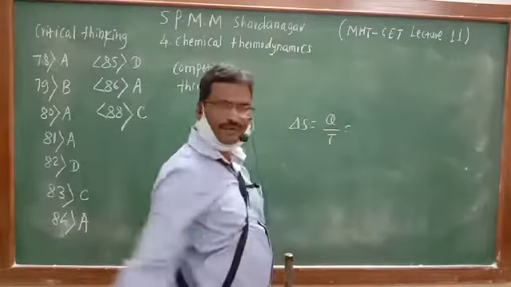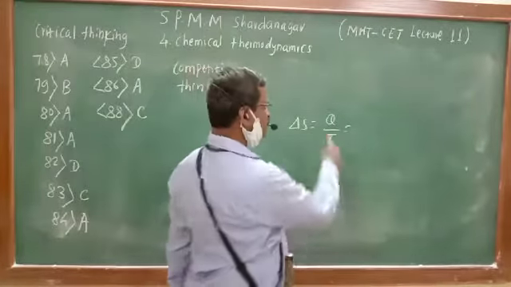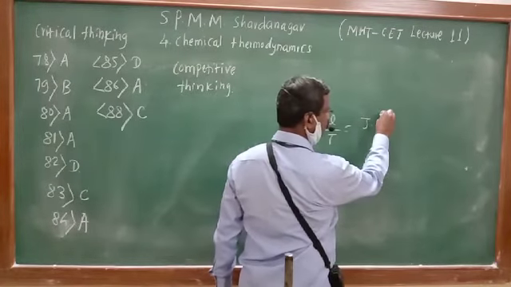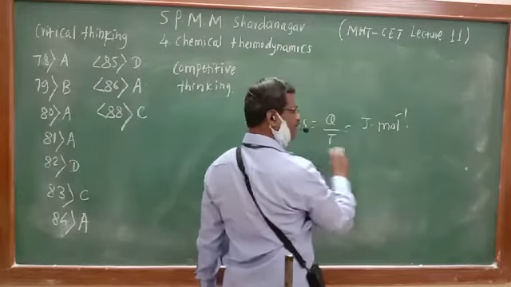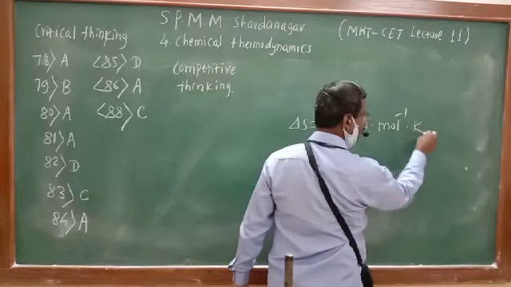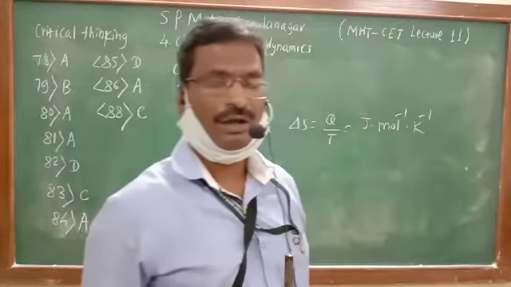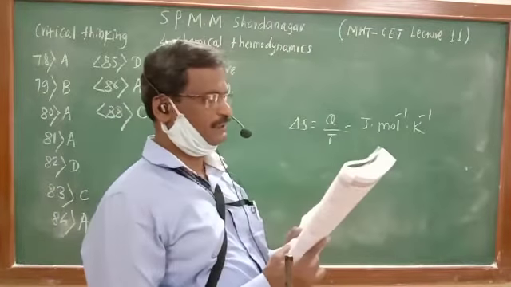The unit of entropy is, here is the equation of entropy. Its unit: Q is heat, joule per mole, divided by temperature, means per Kelvin, so joule per mole per Kelvin, or joule per degree Kelvin per mole is the unit.